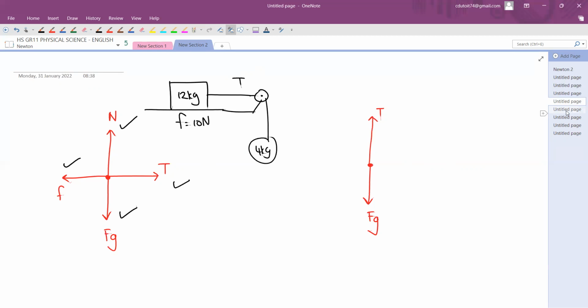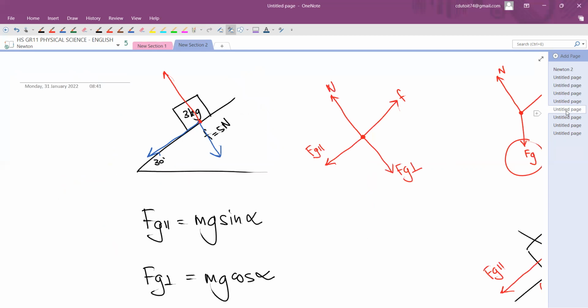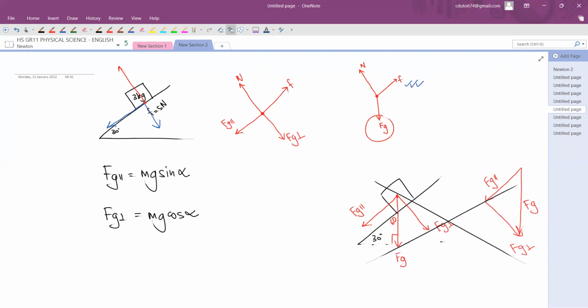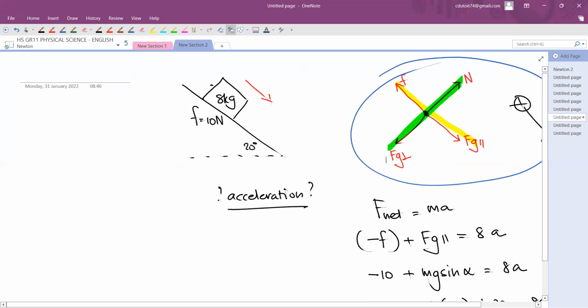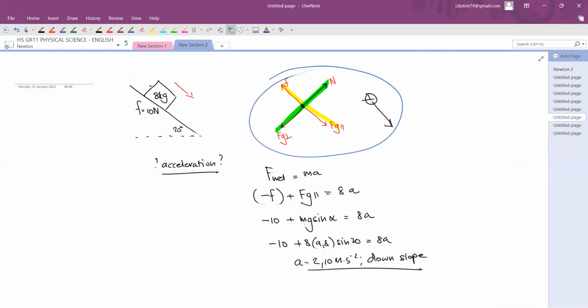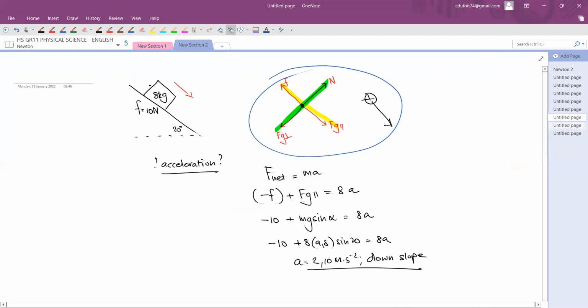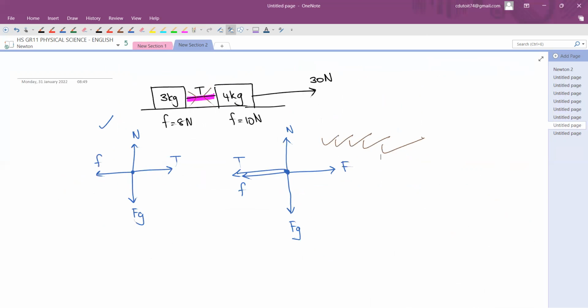No, we just did the normal acceleration, free body diagram. Okay, so we did this, no acceleration. We did something like this. We worked out the acceleration. Remember this? Yeah.